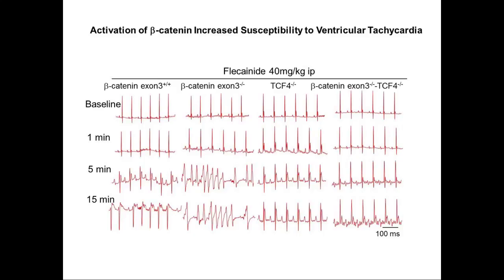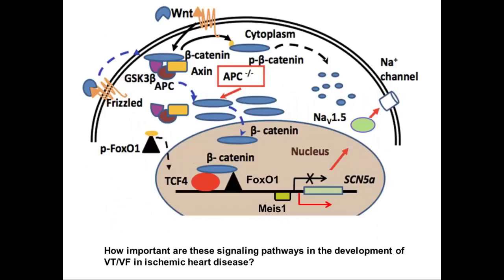In this TCF4 knockout, or TCF4 and exon 3 deletion mice, none of these mice can be induced to generate cardiac arrhythmias by flecainide. Only in the exon 3 deletion group, probably 70% of mice, did cardiac VT develop. So this summarizes the signaling pathway.